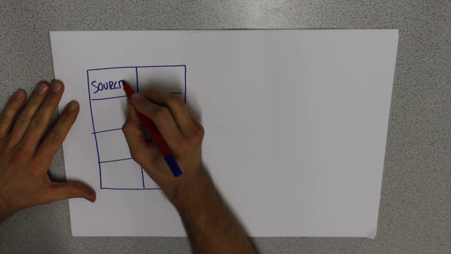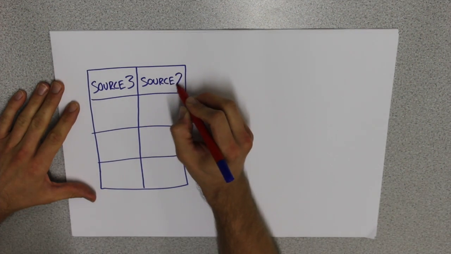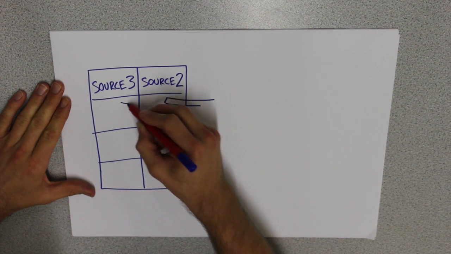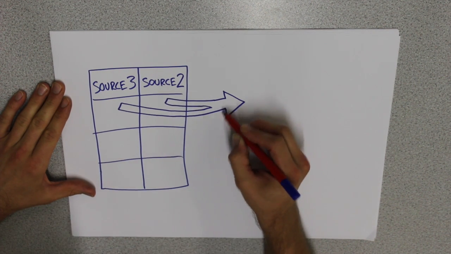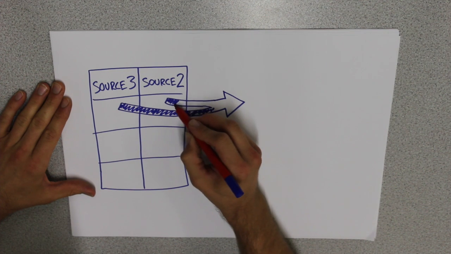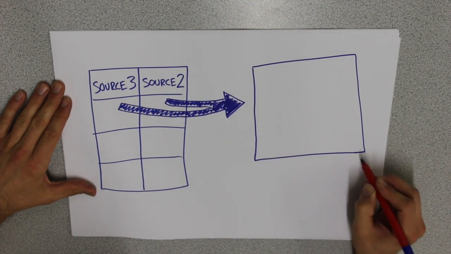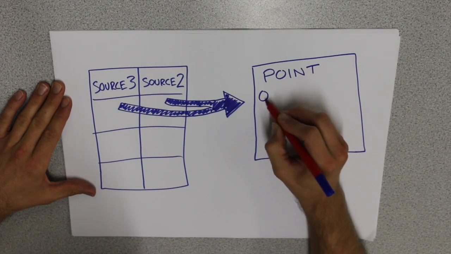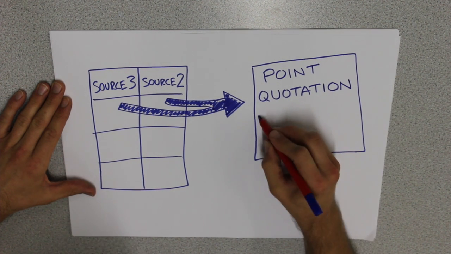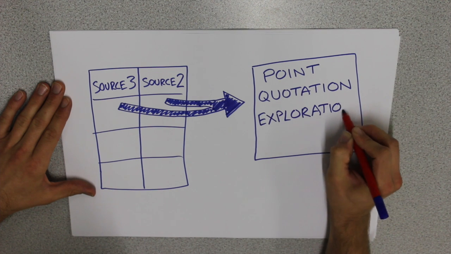Use each row of your chart to write a paragraph exploring the effects of the language and how the examples are similar or different. Use the box on the left to write a point, quotation and exploration, then link it with an appropriate connective and do the same for the second box. Finish the paragraph with a clear explanation of how the examples are similar or different.